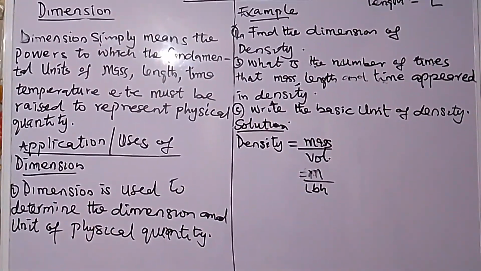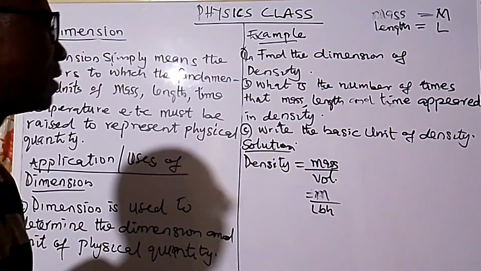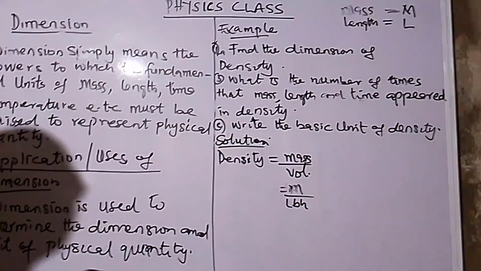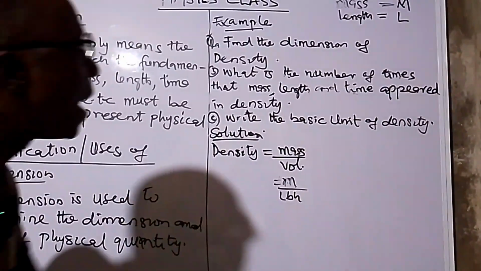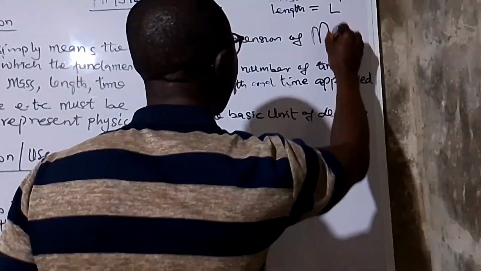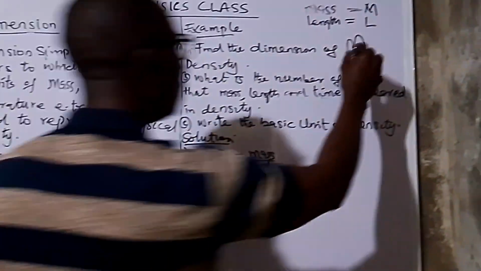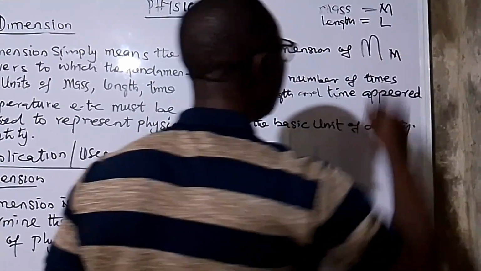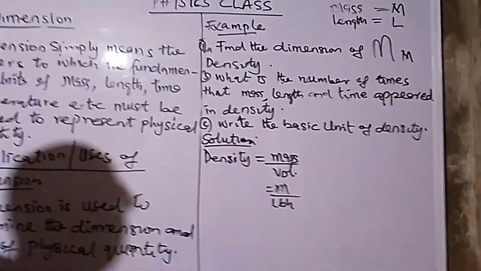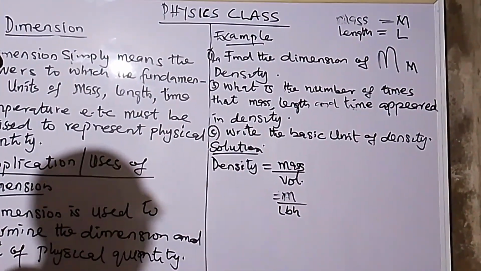Now, under this topic, you need to take note that when you are writing the dimension of any quantity, it must be written in capital letter. Note this my m. You can see this my m is very big, but it's a small letter. But look at this my M. Although it is small, it's a capital letter. So when I want to write the dimension of any quantity, that must be written in capital letter. Take note of that.